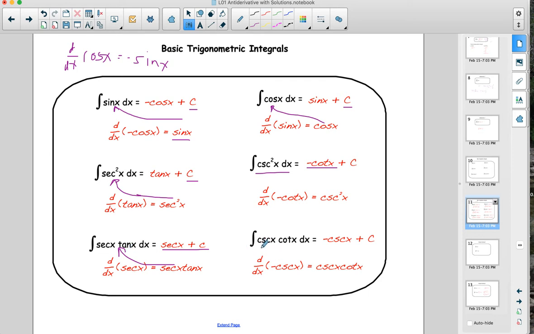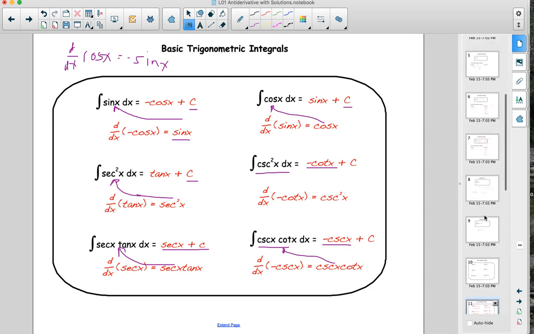And the antiderivative of cosecant x cotangent x is negative cosecant x. The derivative of negative cosecant is cosecant cotangent, again getting the integrand back. You would have looked at the derivative of cosecant, which is negative cosecant cotangent.